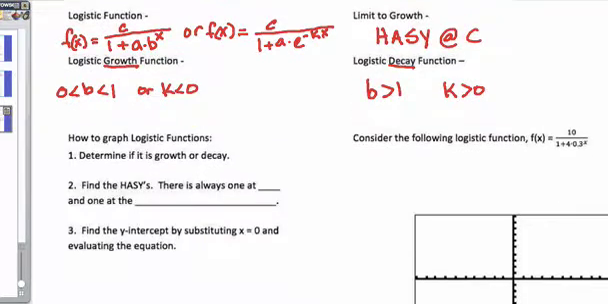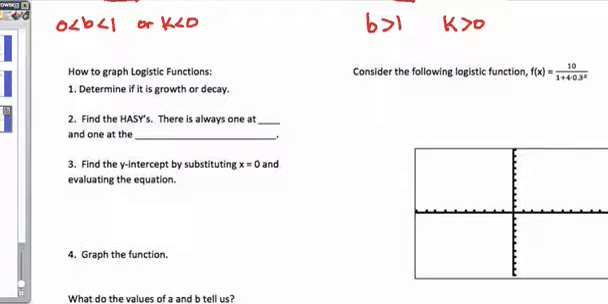All right, so let's take a look at graphing these. We're going to do these a little bit differently. There's going to be some steps to it. So determine if it is growth or decay. Well, we just need to look. We have a base here. It is not e, so there shouldn't be a k there, which there is not. So we're just going to look at the base. Well, 0.3 is a decimal between 0 and 1. So this is going to be growth. And this is what we're predominantly going to be working with, growth logistic functions.